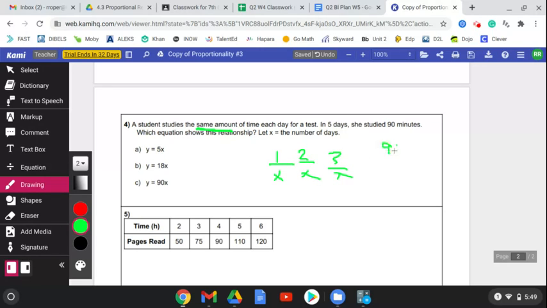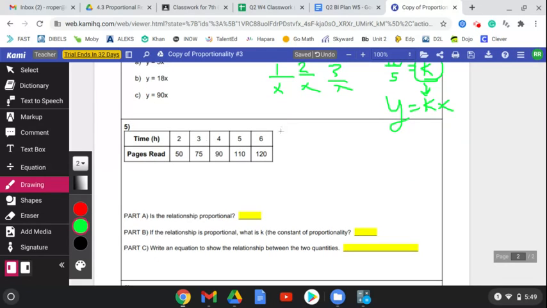So she studies 90 minutes over the course of 5 days. So if you take 90 divided by 5, that will tell you her average time spent each day. So 90 divided by 5, that will be your K. Okay, and then you can put K into the equation y equals kx, and you can choose your solution.